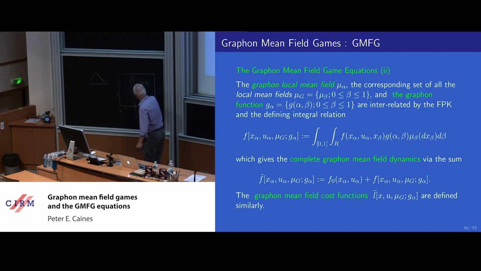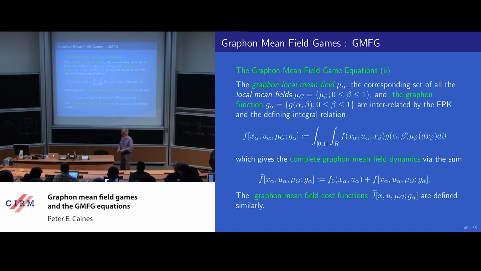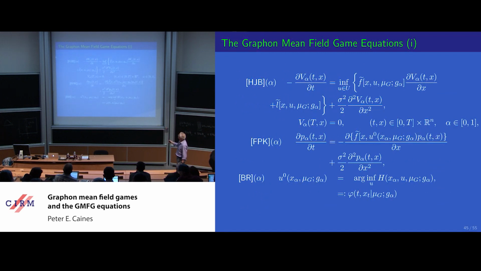So then I integrate that at alpha, I integrate over those measures, which are going to be distinct in general, at each node. So this integration here gives me the dynamics, similarly for the cost.